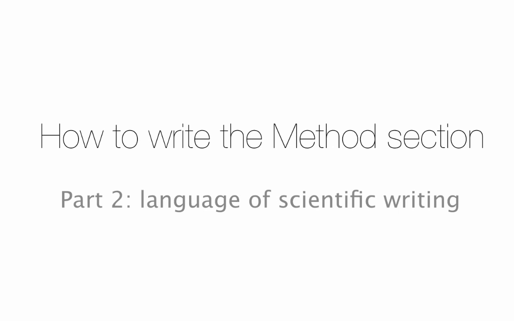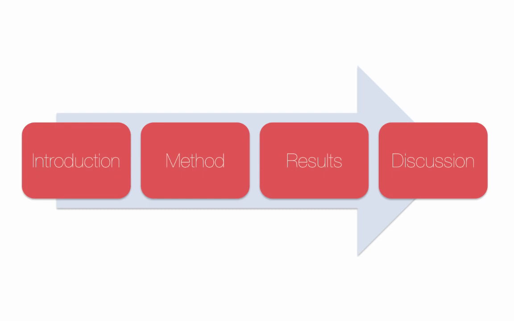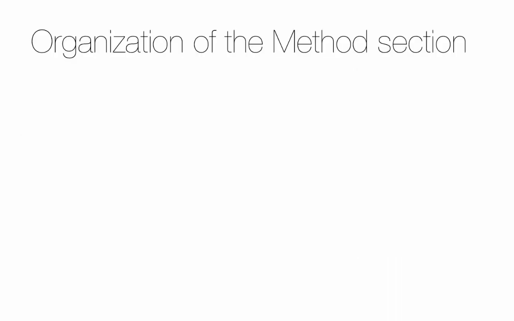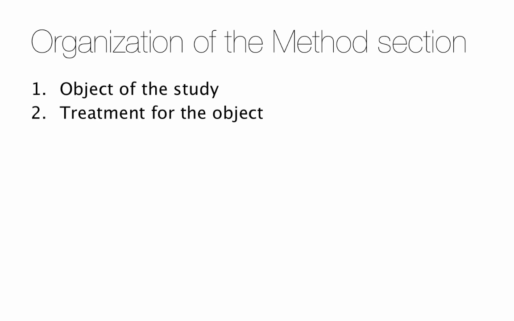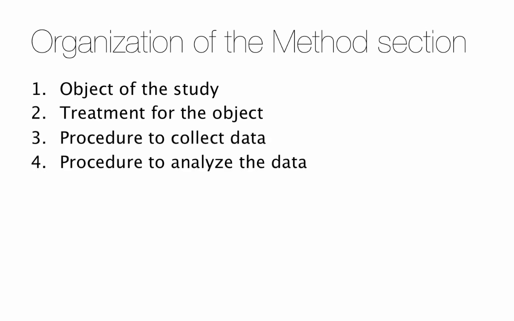Okay, in this video we're going to talk about the English of the methods section. So what do you need to know to be able to write it in a style that sounds like a science paper? Just to review from the last video, the methods section is the second part of your paper, and it explains how you did your experiment, how you collected your data, and how you analyzed it. It has four main parts. The object of the study you explain first, then you explain the treatment for the object, then the procedure to collect the data, and then the procedure to analyze the data.